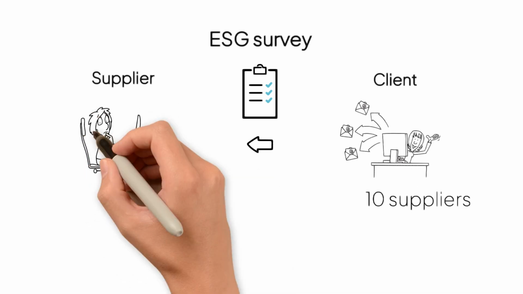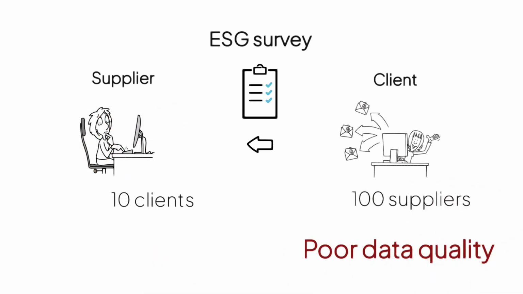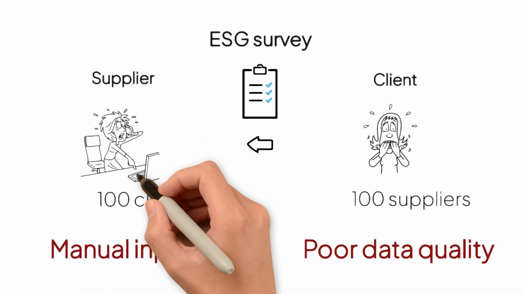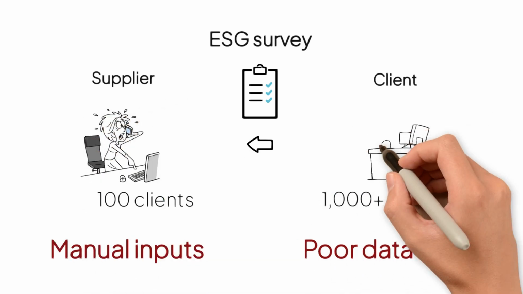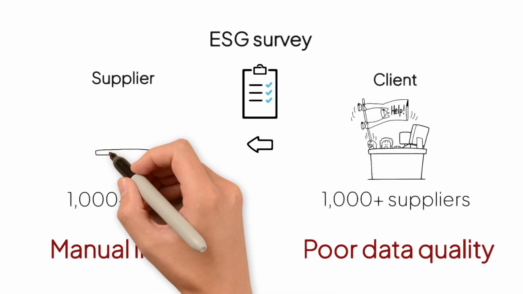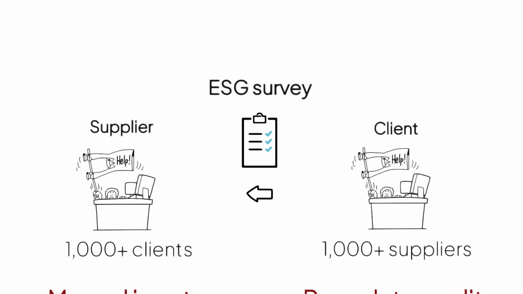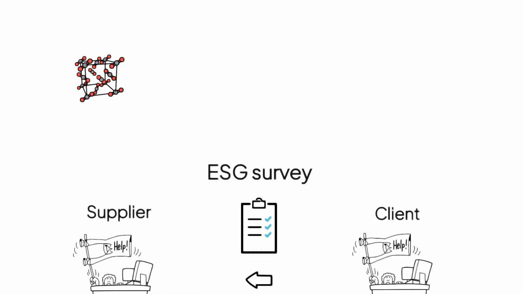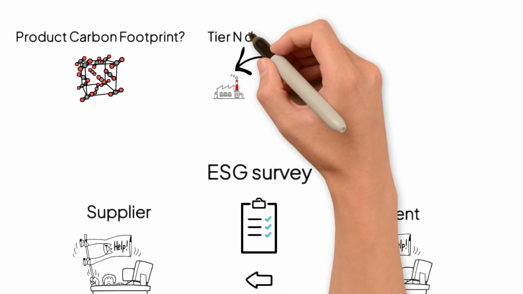As the number of suppliers increases, clients quickly face time-consuming and frustrating data quality issues. Suppliers must manually enter the same information over and over again, which often leads to errors. Surveys are fine for collecting answers to simple questions, but you really can't use them to collect complex ESG records like product carbon footprints or tier-N supplier lists.